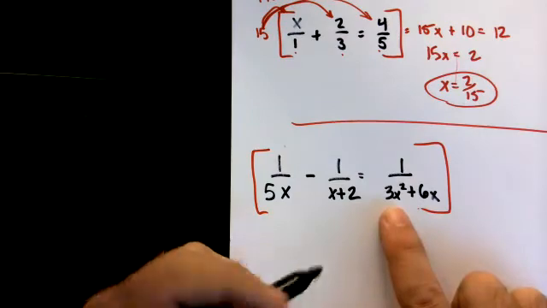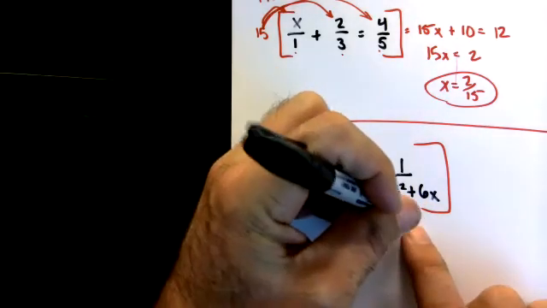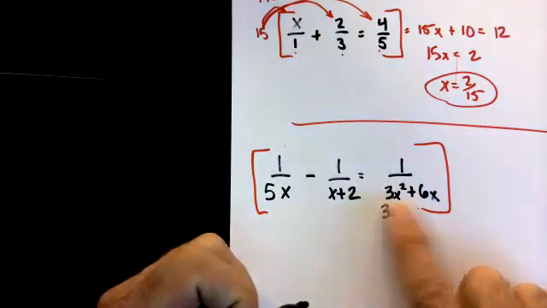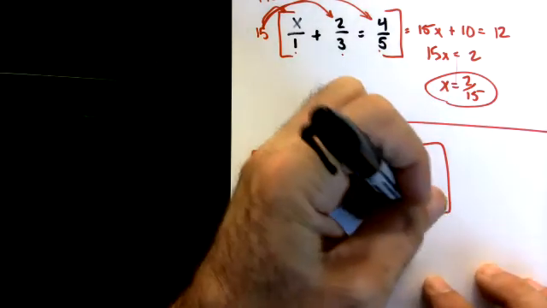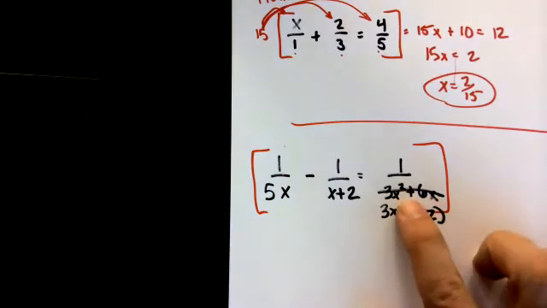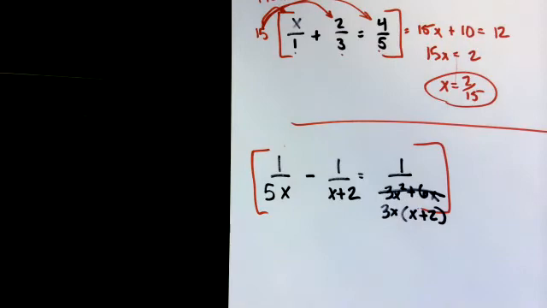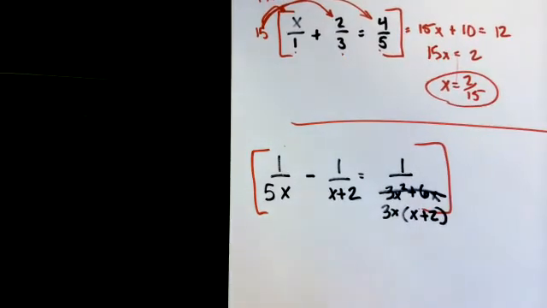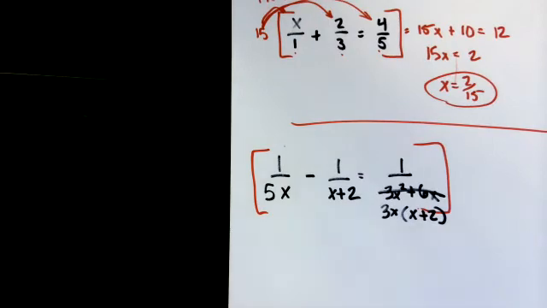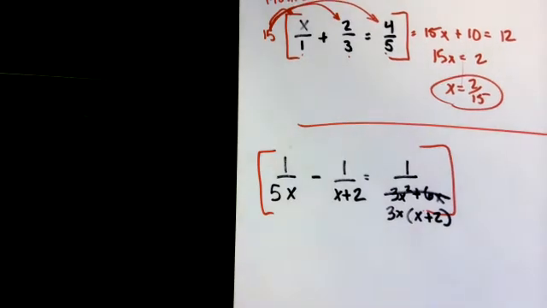For example, if I'm looking at this 3x squared plus 6x, there's a greatest common factor here. I can factor out a 3x, and then that leaves me with x plus 2. So if I factor that 3x squared plus 6x, this is just another way to rewrite that, which makes my lowest common denominator a little more obvious. I didn't leave myself enough room over here, so I'm going to write it over here. It's going to work out the same.